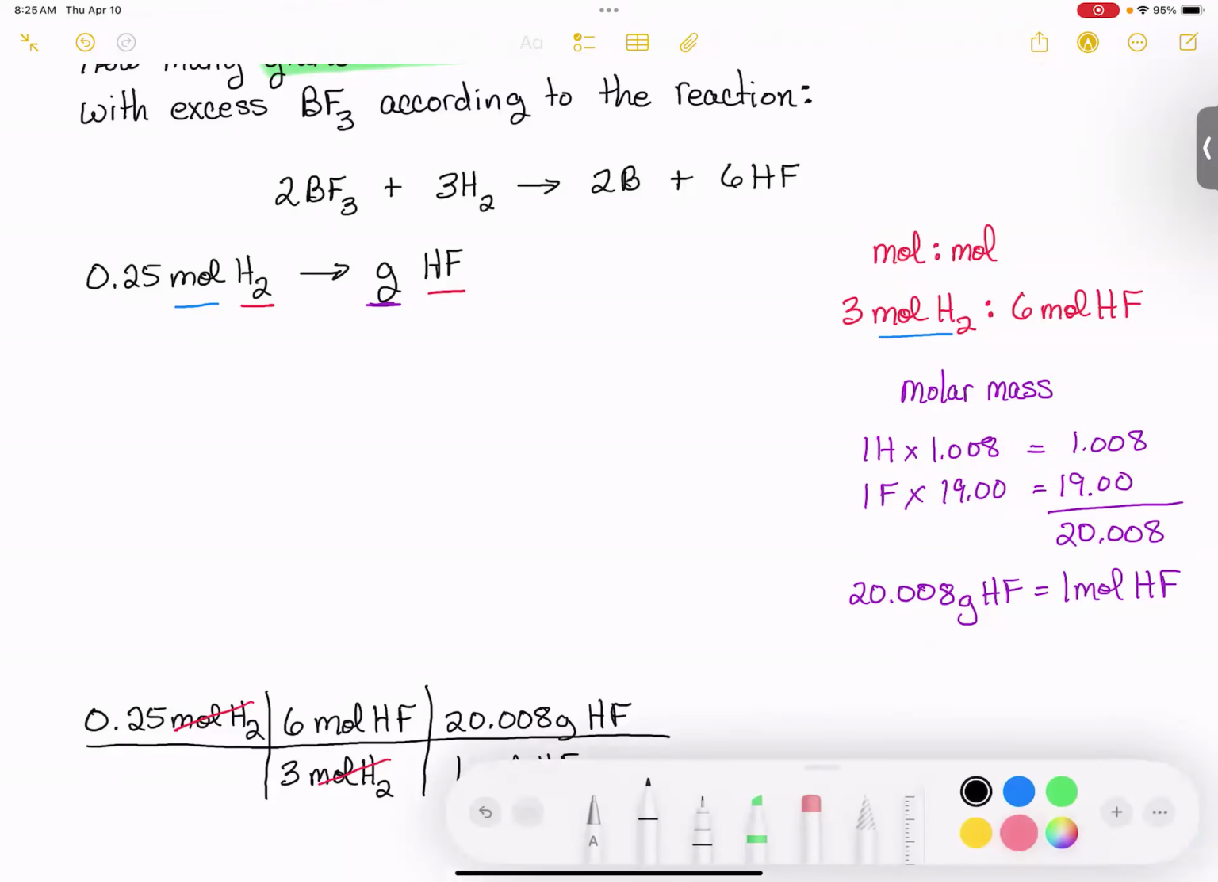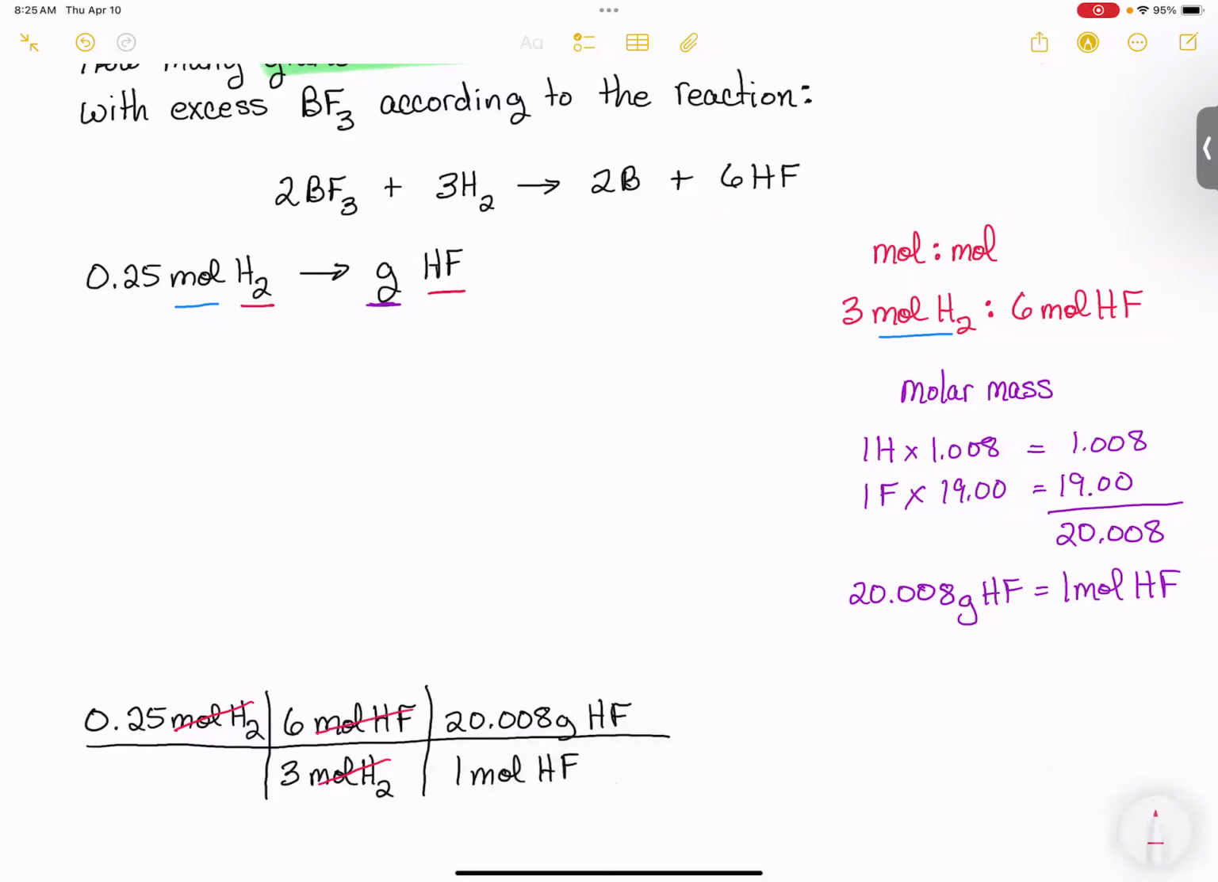I placed the mole portion in the denominator so that the unit and the substance would cancel out, and I'm left with grams of HF, which is what I was asked to solve for. Keying this into the calculator, you get a value of 10.004 grams of HF.